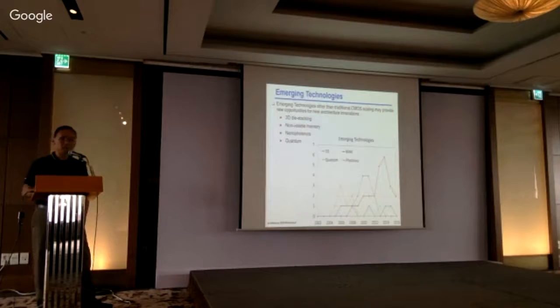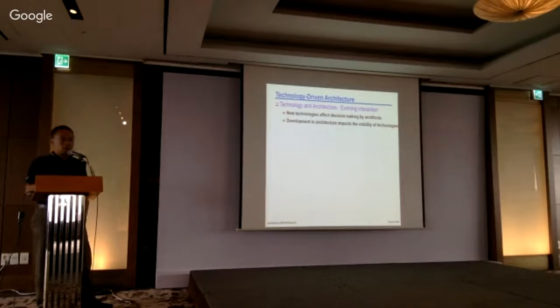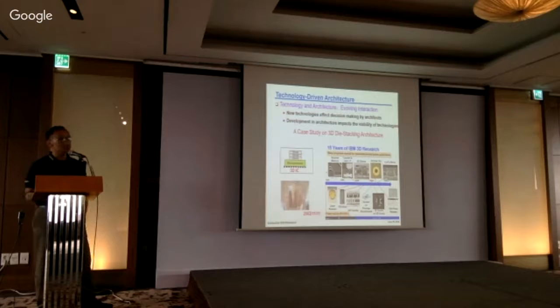But with this kind of statistic, one thing I want to argue is that, even though emerging technology can affect our decisions and can actually help us design new architecture, on the other hand, the development in architecture can also impact the reliability of the technology itself. So I would like to use one technology that I'm very familiar with as a case study to show you the evolution in the last 15 years. That's 3D integration. 3D integration was actually being studied a long time ago. For example, when I was in IBM in 2002, at that time IBM was demonstrating the technology feasibility of putting two wafers together and building a TSV going through that.